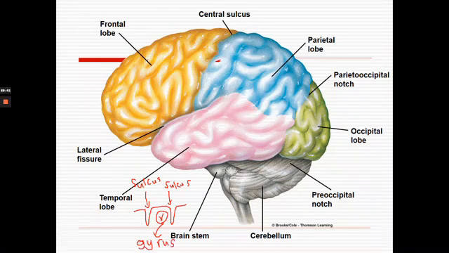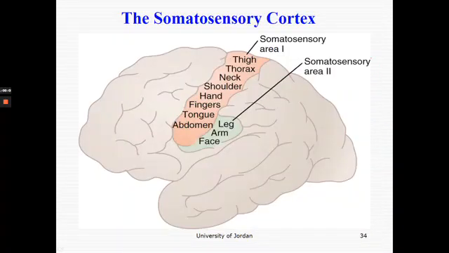So a gyrus is an area that's between 2 sulci. Here is the area of the post-central gyrus, where the somatosensory sensations are laid down, and there is very high organization, very important representation in this post-central gyrus area. This is the somatosensory cortex that was called area 1. Remember, here there is a very high level of organization.